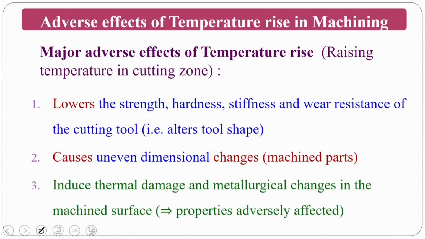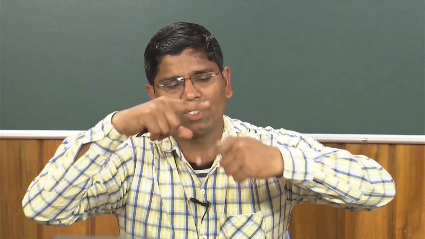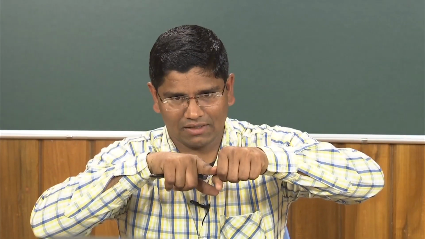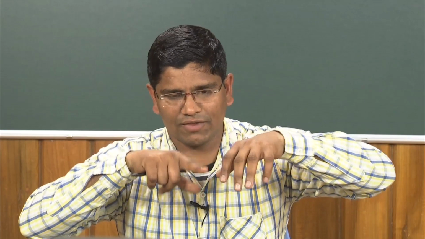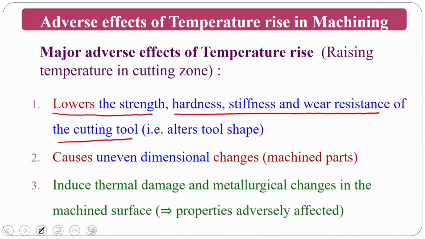Adverse effects of the temperature rise. Normally, the major disadvantages, the things affected whenever there is a temperature rise, are that it lowers the strength, hardness, stiffness and wear resistance of the tool. That means thermal softening of the tool takes place, because whenever I am cutting, my chip is continuously moving, however my tool is static. That means continuously the heat is going in, because of which thermal softening of the tool takes place. That increases the temperature within the tool, which lowers the strength, hardness, stiffness and wear resistance of the tool, and all go down.